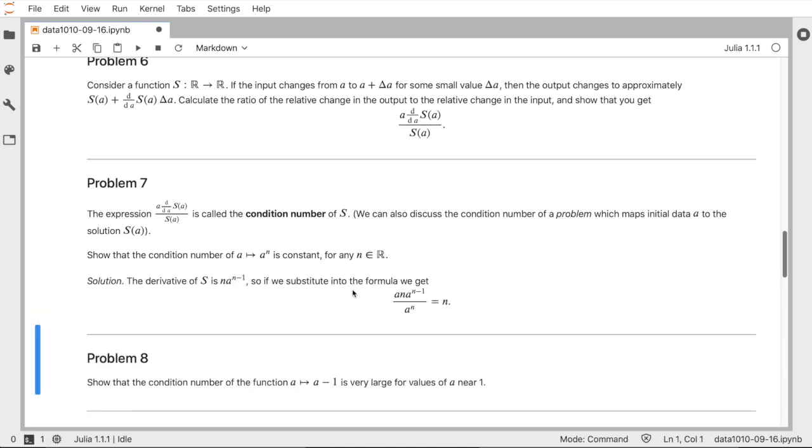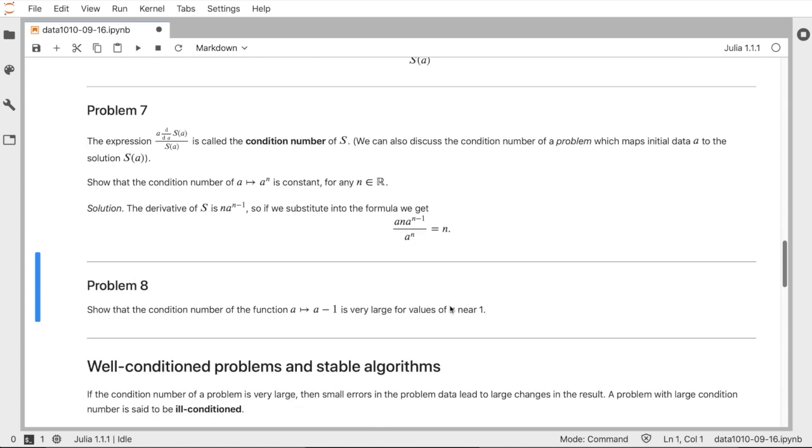So the condition number is n. So if n is large, then the condition number is quite large. That means a small relative change in input is getting multiplied by this large number n. But it's not that crazy. Even if a is like 10, you're only multiplying your errors by 10. It's not blowing up to some arbitrarily large number.